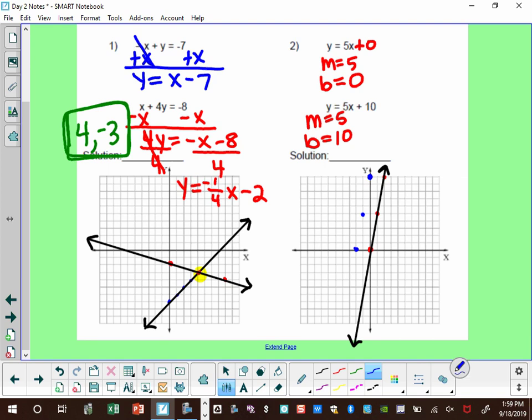There's no crossing. They're parallel. So do I have a solution? No. What's that word that we use when there's no solution? No solution. And I always abbreviate solution. You don't have to. You can write it out. Because they're parallel lines, we had no solution.